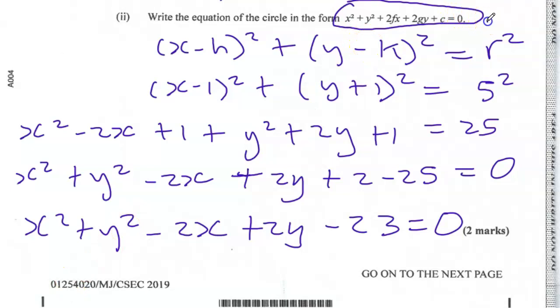So if you compare it to this form there, you have 2fx, and here's negative 2x, so the f value will be minus 1, and the g value, 2gy, the g value will be just 1.